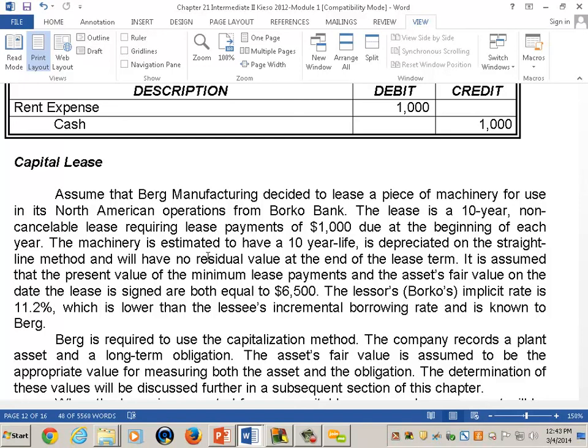Now, this means that the asset has to be measured at the present value of the minimum lease payments, or fair value, whichever is lower. They're the same in this case. The discount rate is 11.2%. That rate is the implicit rate, and I'm telling you it's lower than the incremental borrowing rate. That's the implicit rate. You have to use the lower of the two. So in this case, you have to use the capitalization method. You have to have a capital lease.